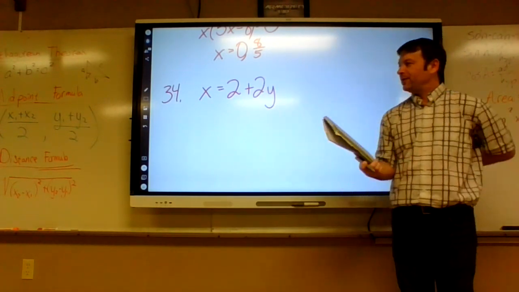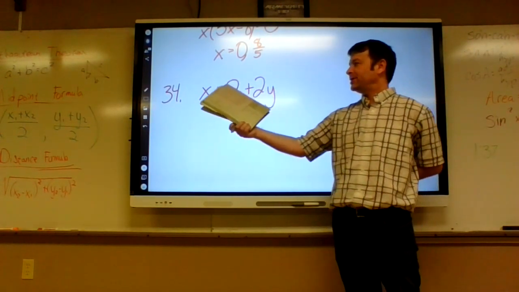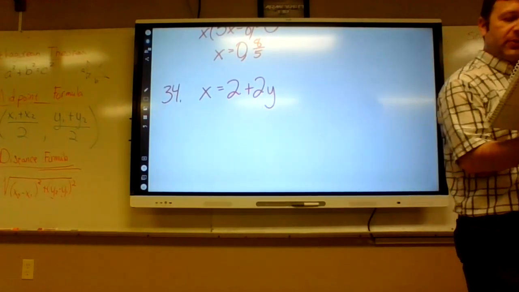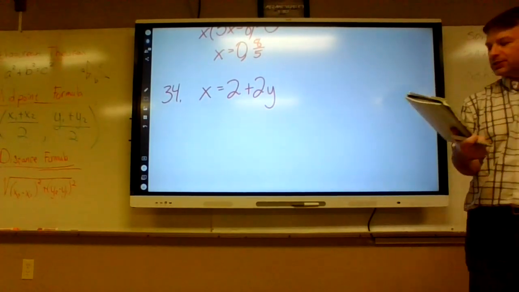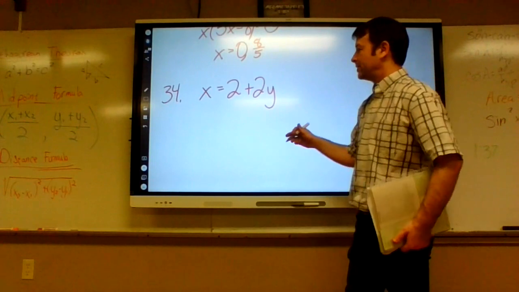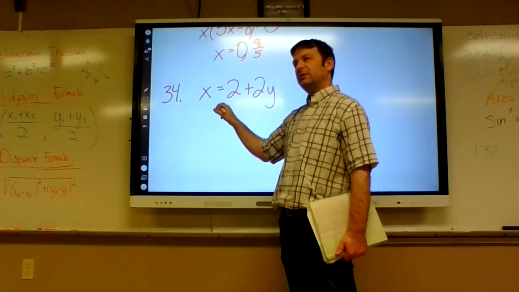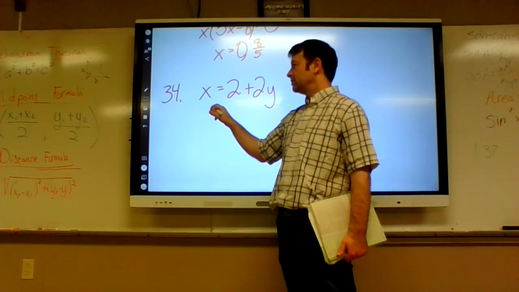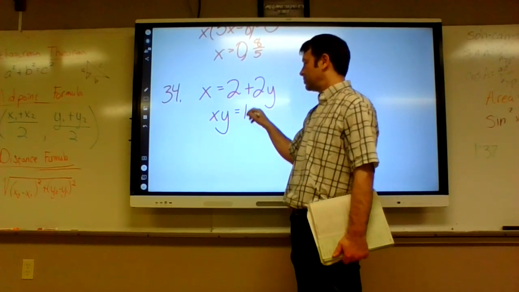Okay. Do we have enough information to solve yet? No. X could be anything. If y was 5, x would be 12. If y was 10, x would be 22. There's a bunch of things. Okay, anyway, the other thing they tell us is that their product is 112. So they multiply together to get 112. So how should I write that? X times y, the product of the two numbers, equals 112.